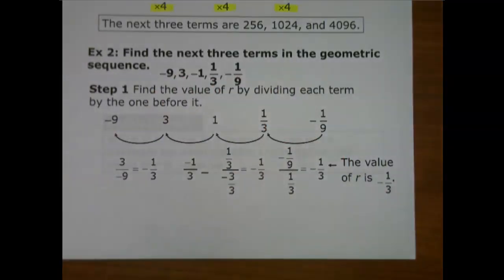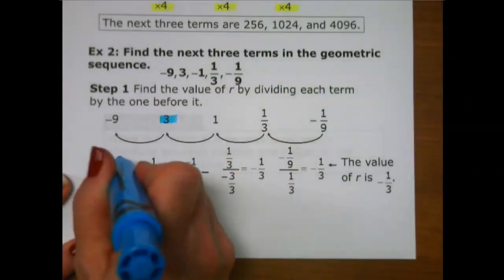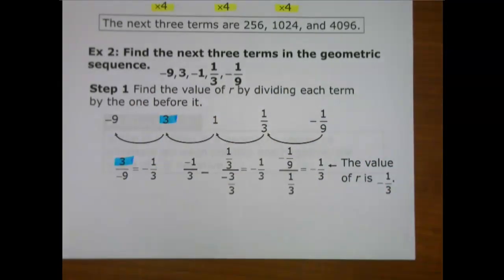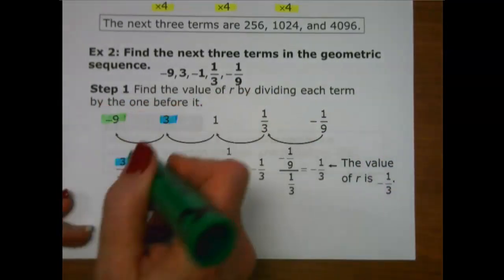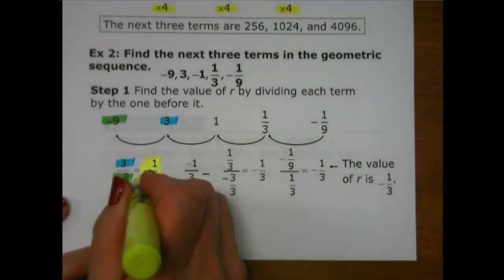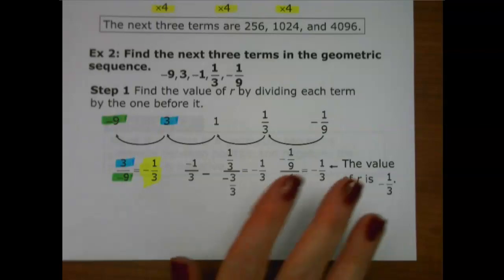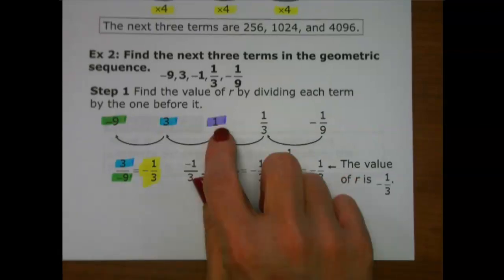So let's start with our second number, 3. And let's divide it by the number that's before it, which is -9. Now, I'm just going to simplify because that's a fraction, and I can see that that is -1/3. Okay? You can put it in a calculator. That's totally fine. Let's look at the next one.